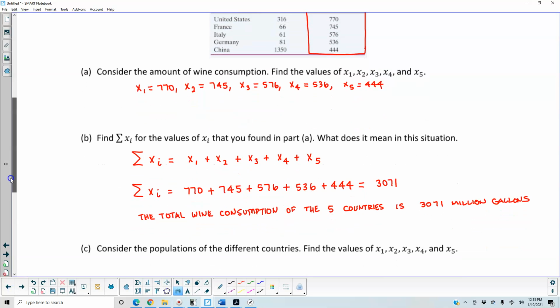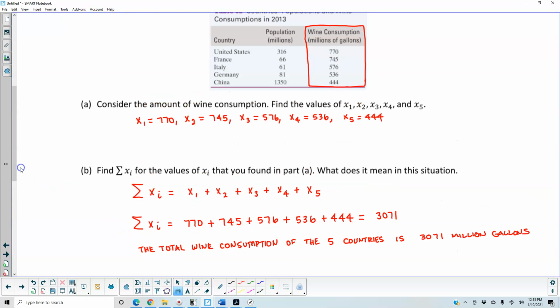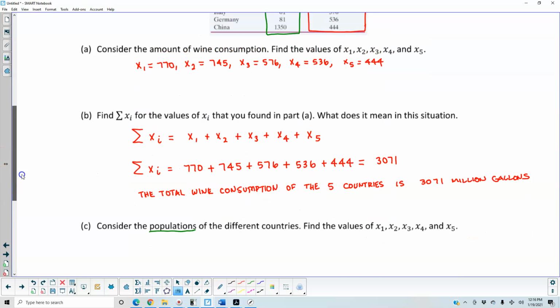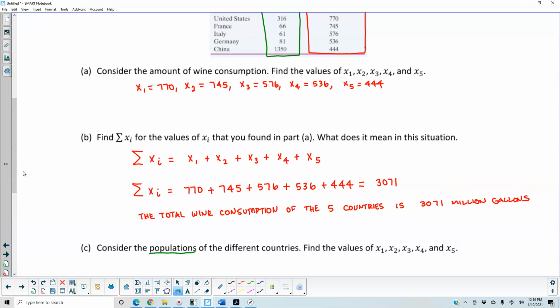In part C, it says consider the populations of the different countries. So now we're going to look at the populations and then we're going to find the values of x1 and x2 and x3 and so on. So x1 is 316, x2 66, x3 61, x4 81, and x5 is 1,350.